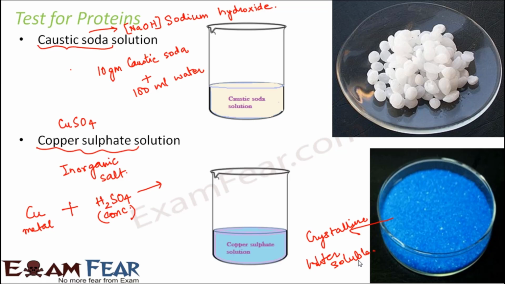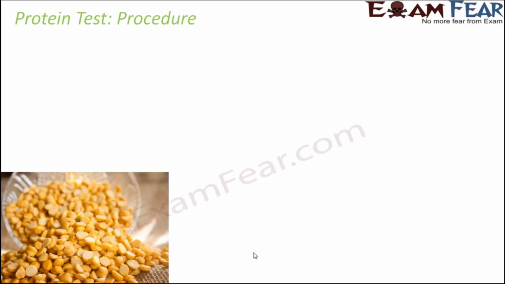So how would you prepare the solution? You take approximately 2 grams of copper sulfate and add it to 100 milliliters of water. What you get is this copper sulfate solution, which is slightly blue in color, obviously because the crystals are blue. When it dissolves completely in water, the solution also turns blue. Now we are ready with the caustic soda solution and the copper sulfate solution. Now we will see how exactly we test a sample for protein. So let's look at the procedure.